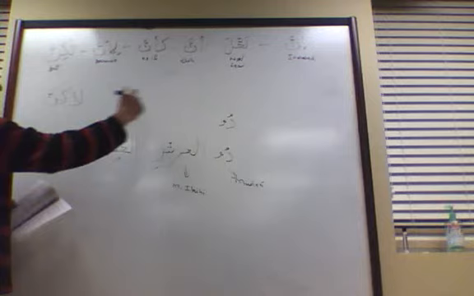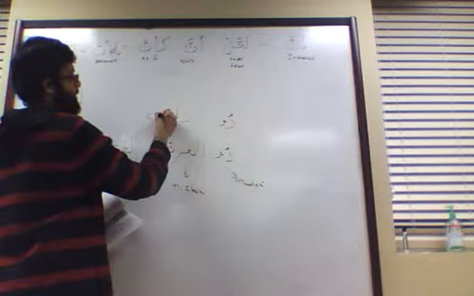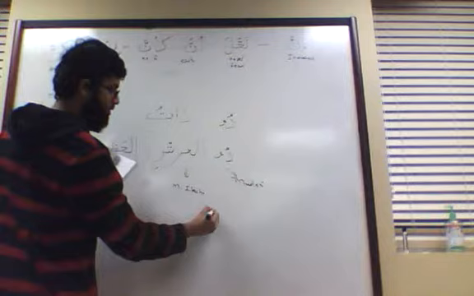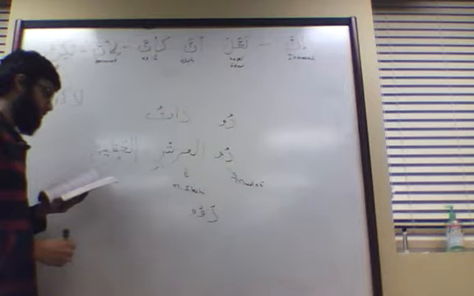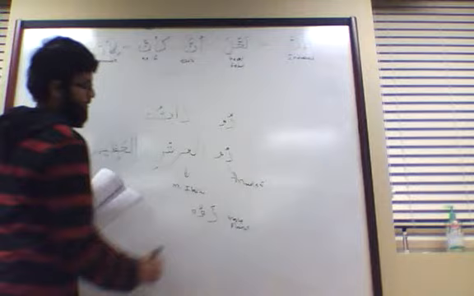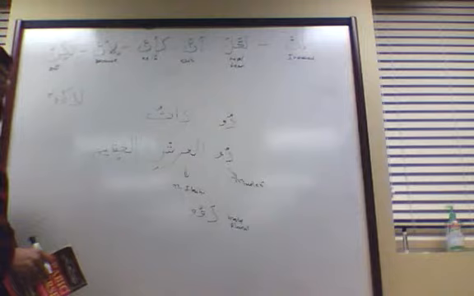All right, and then there's different forms. So dhu is just for masculine singular. Then you have dhatu, which is feminine singular. And then you have dhawu, which is male plural. In this case, you don't put an alif because the u is like a particle.